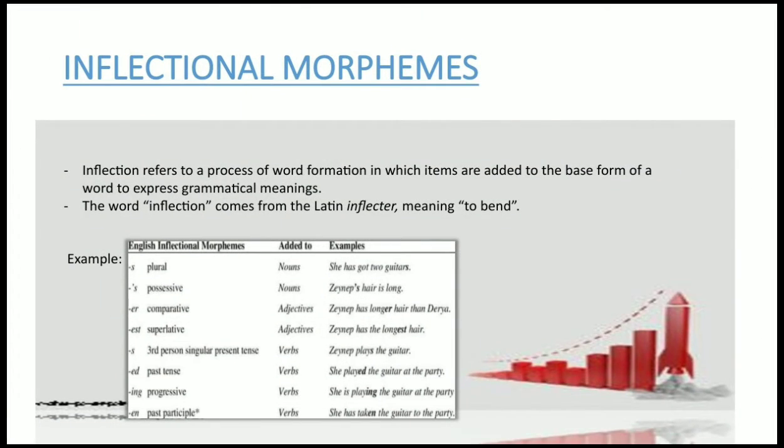And now let's start talking about inflectional morphemes. When we say inflectional morphemes, it refers to a process of word formation in which items are added to the base form of a word to express grammatical meanings. The word inflection comes from the Latin inflectere, meaning to bend. So inflectional morphology is the functional or grammatical change in the word.